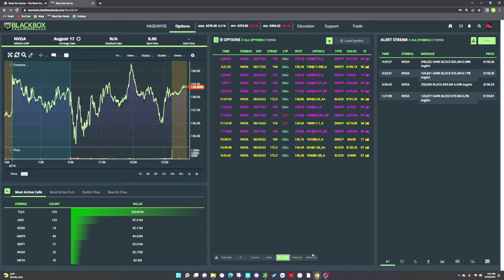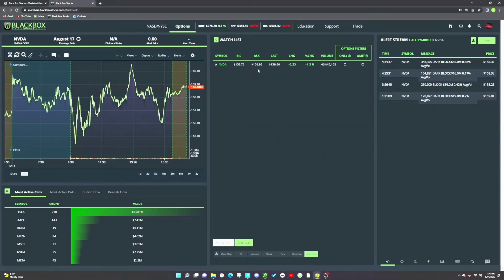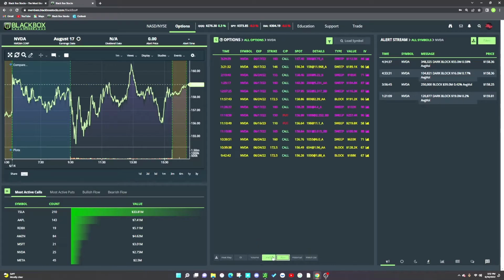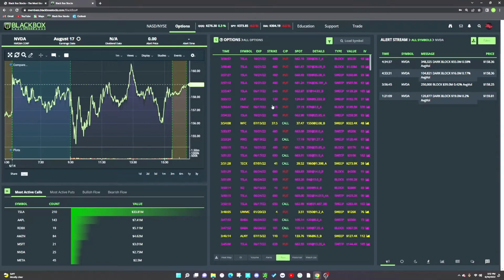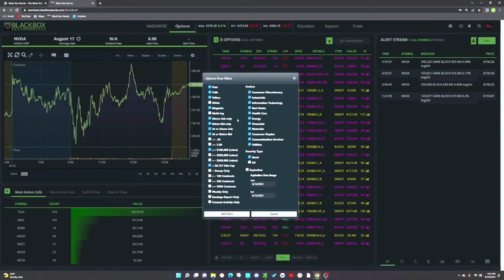Now when I create my watch list in here, once I have all the tickers I'm interested in, I'm going to make it so I can only see those. And then I'll show you how I incorporate that with ThinkOrSwim. So just for an example, we'll do NVIDIA right now. Let me filter this back out.